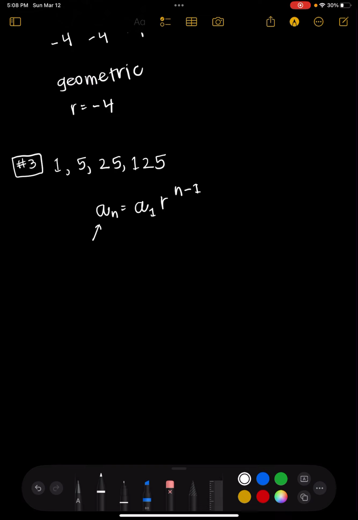Now, a sub n is considered the nth term. And that's usually the term we're looking for, okay? So in this example, for examples 3 and 4, we're going to try and find the 8th term. So in this case, our n would be 8, or that's the term we're trying to find. Now, a sub 1 is considered our first term, which is just the first number in the sequence. And then r is that common ratio, what we're multiplying or dividing by every time. And then n right here is that term number. So in this case, because we're finding the 8th term, that n will be 8.